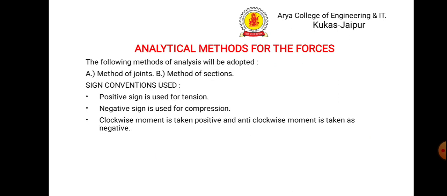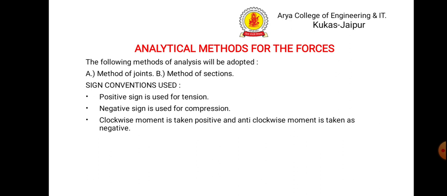So there are two methods to analyze the forces. One is the method of joints and the other one is the method of sections. These two methods we will discuss in the next lecture. But for both methods, the sign convention used is that the positive sign is used for tension and the negative sign is used for compression. As well, clockwise movement is taken as positive and anti-clockwise movement is taken as negative.